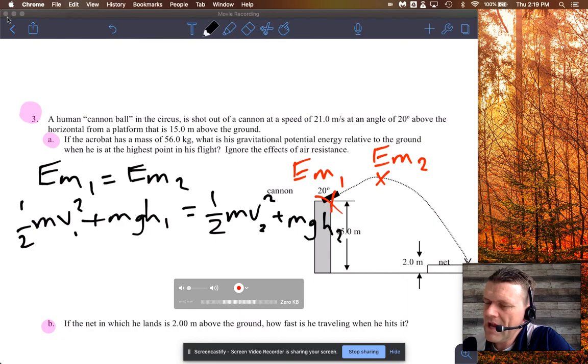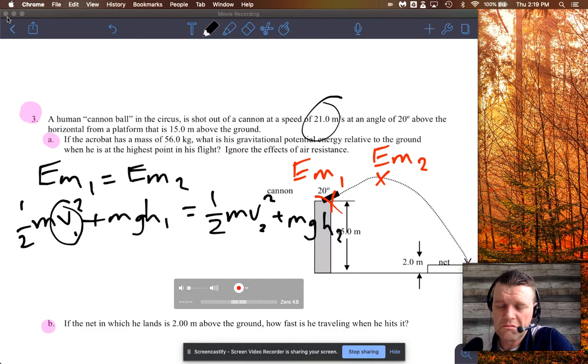The angle of the trajectory for this human cannonball is important, but not for the initial velocity. The initial velocity is 21 meters per second, so that's fine. Remember that energy is not a vector. However, when you get to the top of your flight, your velocity is now horizontal. You have a horizontal component the whole time, if you remember that. But at the top, you don't have any vertical component at all.